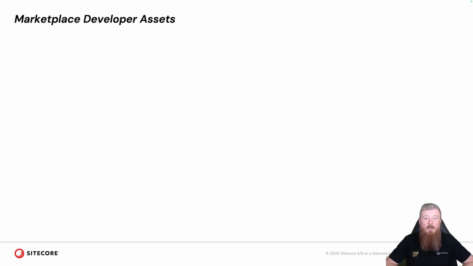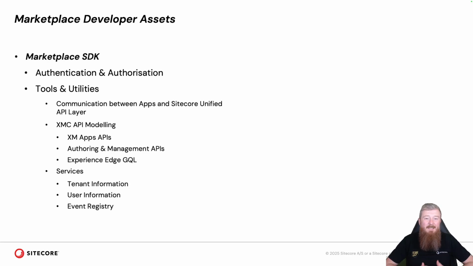I just want to touch on some of the developer assets that are available as well, and these are what you're going to be using daily when you're building marketplace apps. So first up is the SDK itself. This is how you can build apps and hook into the various marketplace extension points. It's really nicely put together though, because you get some key features. All your authentication and authorization is automatically handled for you. You don't have to worry about any of that.